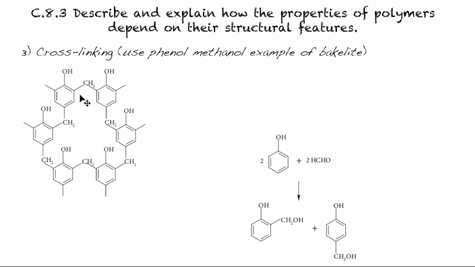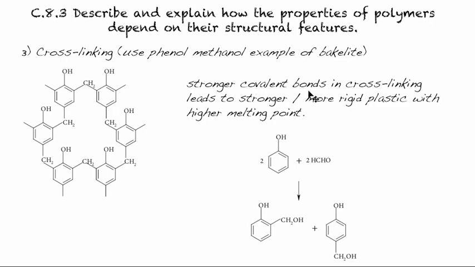What you can see happening is that we end up with, in some cases, them polymerizing at two positions, and they end up forming these cross-linked structures. The implication of that is that we have stronger covalent bonds in the cross-linking, because they're actually being held together by covalent bonds versus van der Waals, so we're going to get a stronger, more rigid plastic with a higher melting point. This is just going to continue on the structure like that.